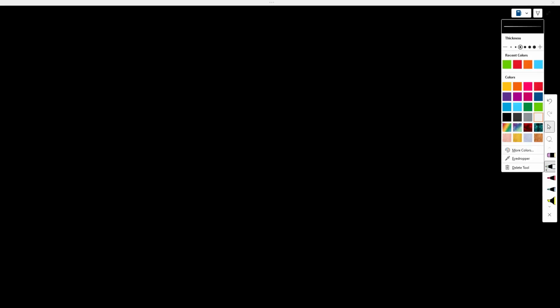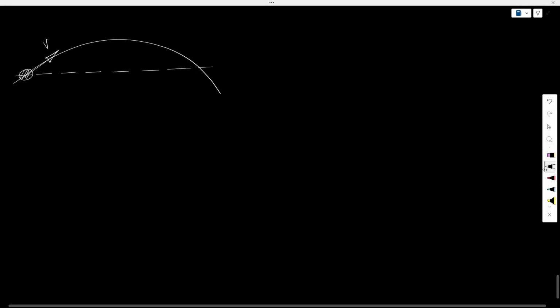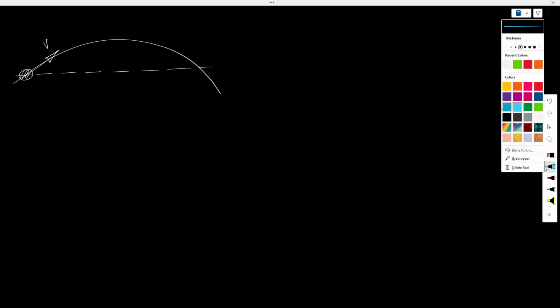So in the previous lesson, we learned what a projectile is. When you throw something at an angle to the horizontal, the path that it makes is what we call a projectile path, and this motion we name projectile motion. And any projectile motion has two components or projections.